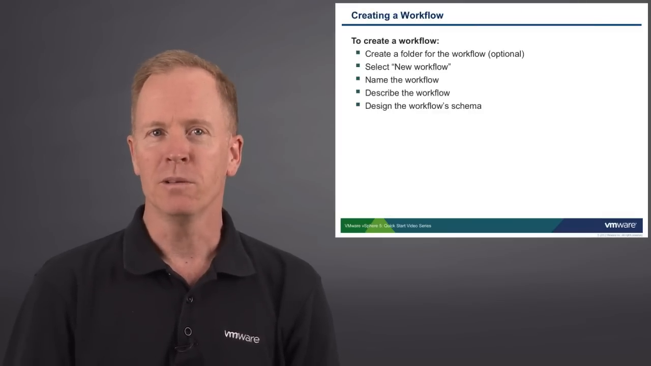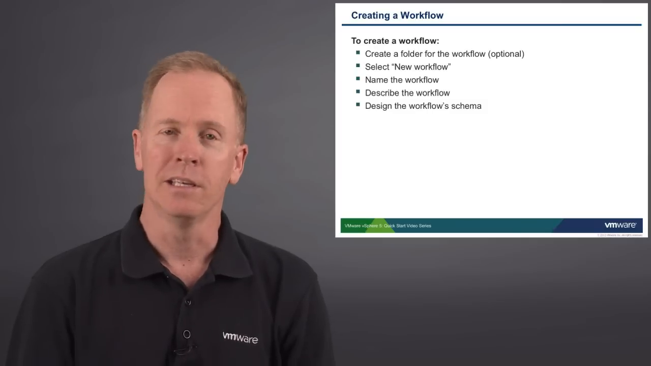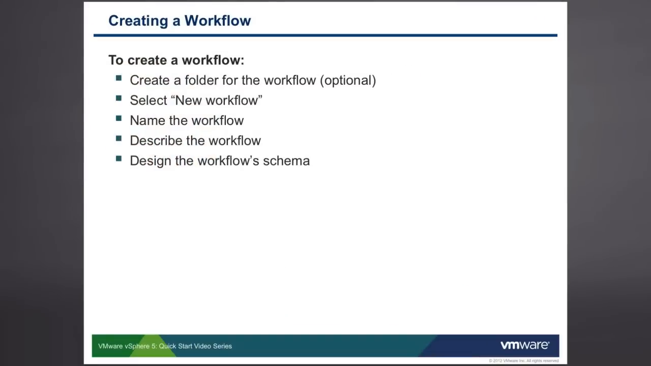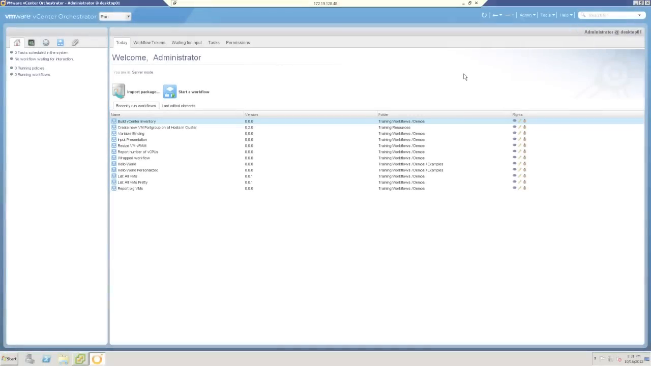To create a workflow, you begin by optionally creating a folder in which you'll store your workflow. Once you have that folder, you right-click the folder and choose New Workflow. You then name the workflow. You provide a description of the workflow, and then you get to the meat of the matter, which is where you design the workflow schema. In this demonstration, I'll show you how to create a simple workflow.